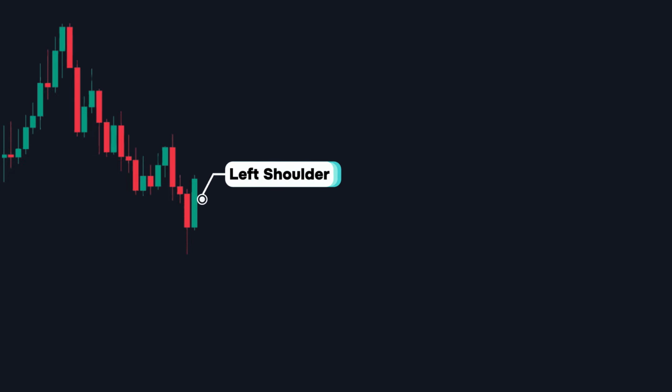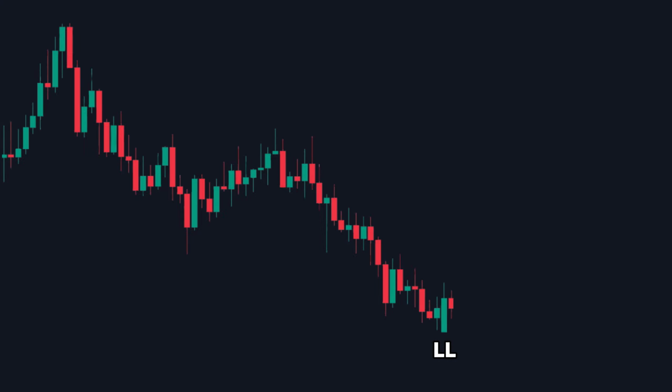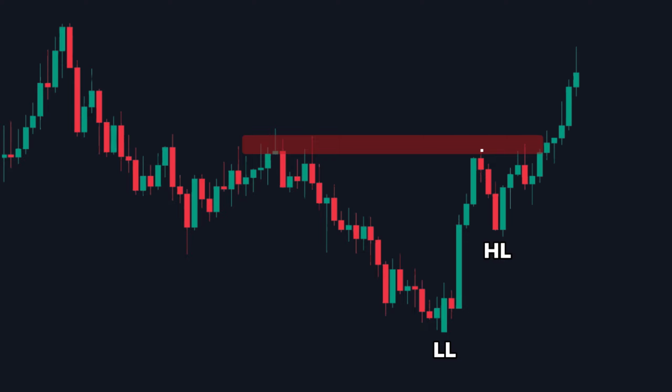The same applies with inverse head and shoulders. The formation begins with a downward move into the left shoulder. The price then dips further, creating the head, which is the lowest point in the pattern. After this, the price rises again before pulling back to form the right shoulder, which is higher than the head, indicating diminishing bearish momentum. The neckline connects the highs between the left shoulder, head, and right shoulder, acting as a key resistance level. The pattern is confirmed once the price breaks above the neckline with strong bullish momentum.